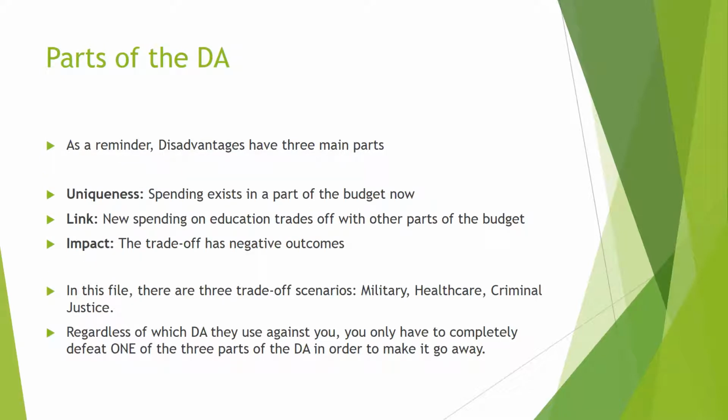Let's review the parts of a disadvantage. As you know, there are three main pieces: the uniqueness, the link, and the impact. The uniqueness to any of these disadvantages will say that spending exists in a part of the budget now. The link will argue that new spending on education will trade off with other parts of the budget. And the impact will be that the trade-off has negative outcomes. In this file, there are three trade-off scenarios: one regarding the military, one regarding healthcare, and one regarding criminal justice.